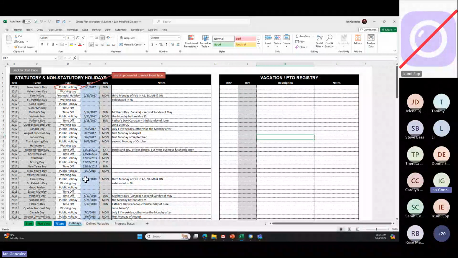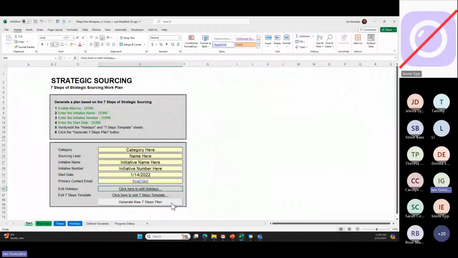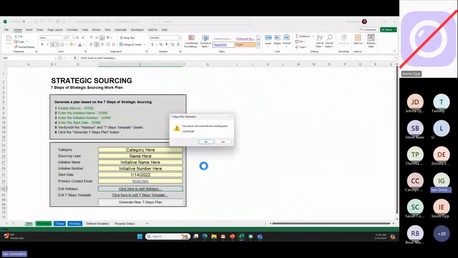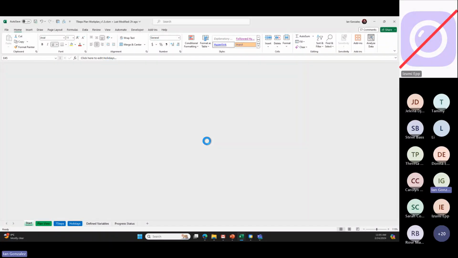All right, so enough of the setting up. Let's actually create something. So you just hit start. Generate 7 steps plan. Click this. It'll say, caution, this action will override the existing plan. Continue? Yes, continue. Macros to run, and I'm going to get a project plan. Just give it a few seconds.